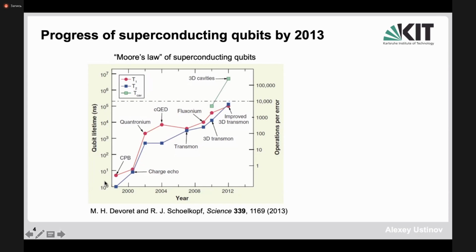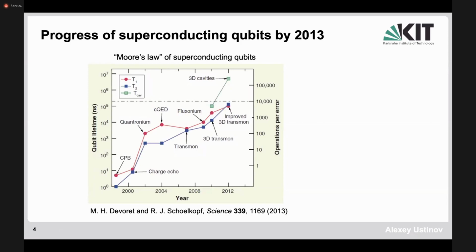So you see on the left, this is a logarithmic scale starting from 1 nanosecond and extending to a millisecond. And then there is a point, even a few milliseconds. This is about 3D cavities, which I briefly mentioned in the previous lecture.